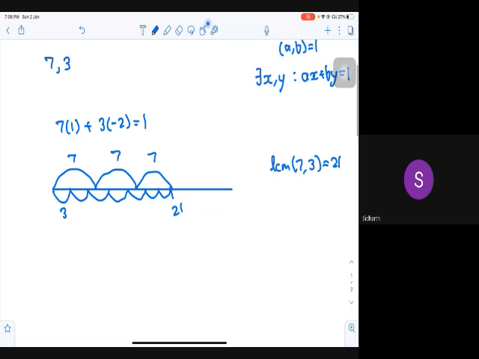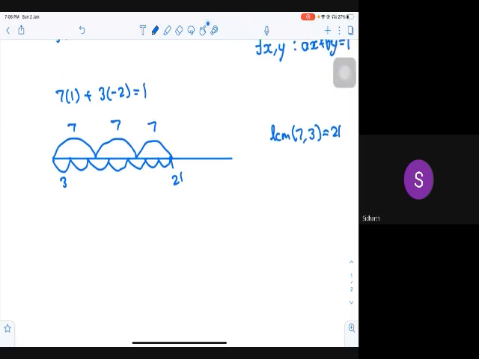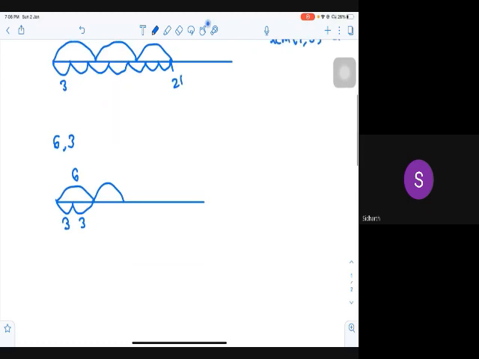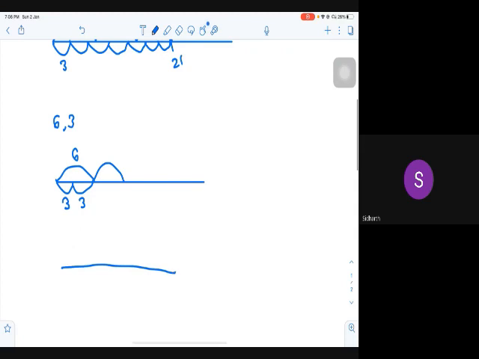But if the numbers are not co-prime, if you have something like 6 and 3, then if you start at the same point, they would of course meet. For a step of 6, you just have 2 steps of 3. But if they start at different points, then you have a different story.